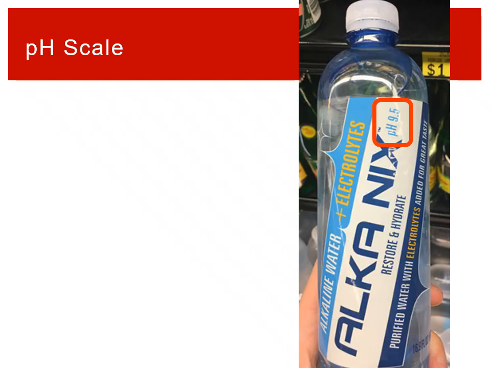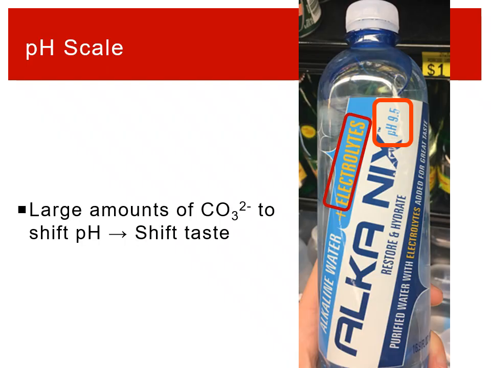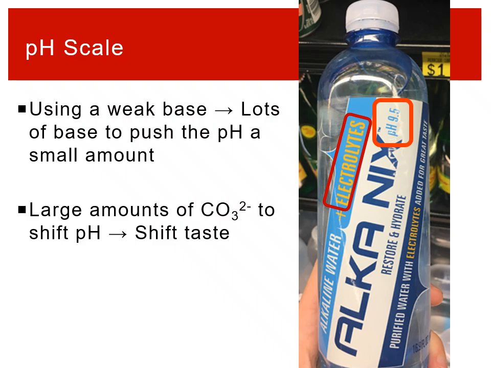We can also look back at the drinks that have these pHs, where you're using a lot of electrolytes to shift the taste. You'll note you're using a weak base, so you can put a lot of it in there. Carbonate is a weak base. You can put a lot of that in and it only pushes the pH a small amount. The pH in this case is like 9.5. You wouldn't want to drink something with a strong base in it, like a pH 12, because it would really move the pH a lot.